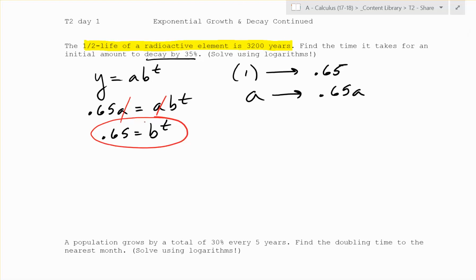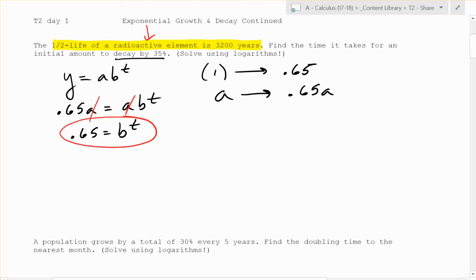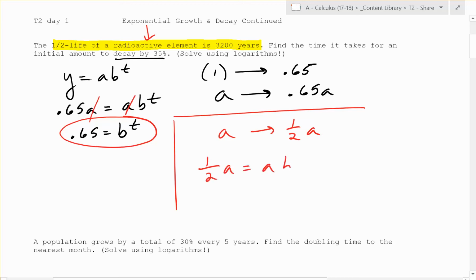So we do that by using this. The half-life of the radioactive element is 3,200 years. That means after 3,200 years, only half of it remains. So if you started with A and you went 3,200 years, you'd end up with half of A. So after you've gone 3,200 years, you have half of A remaining. So if you were to do this, A's cancel, you have 1/2 is equal to b to the 3,200.